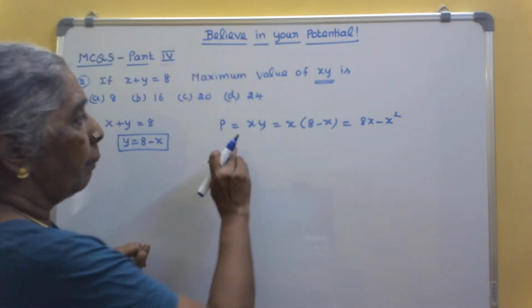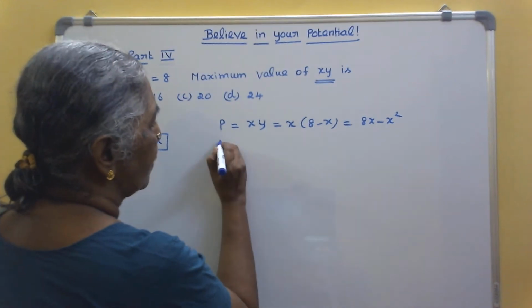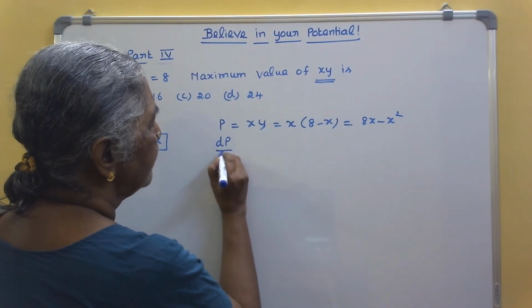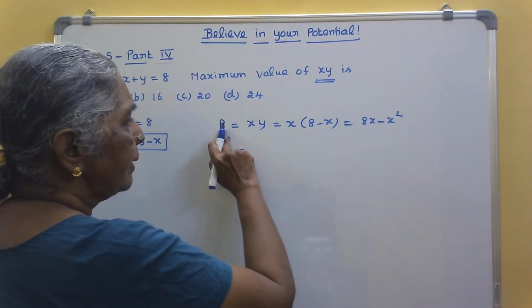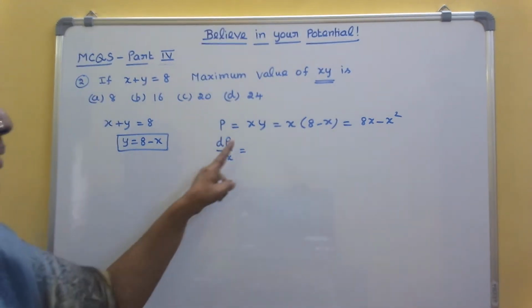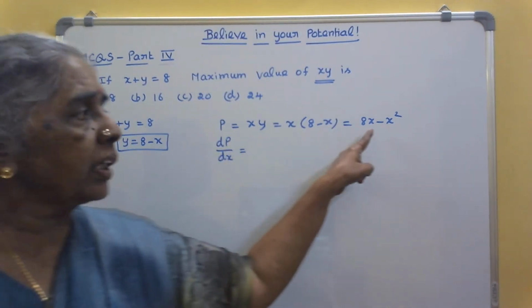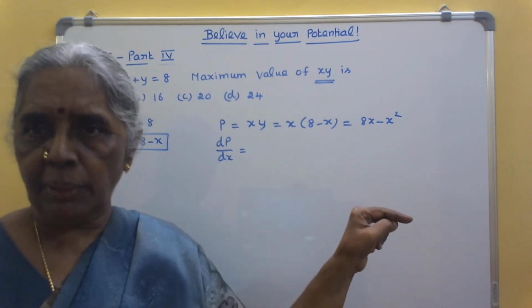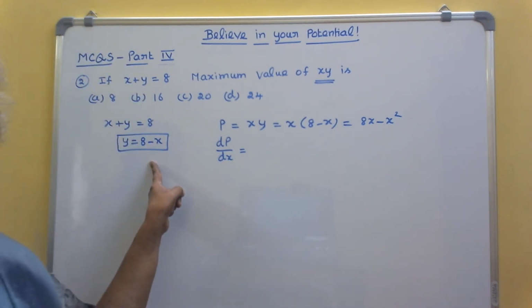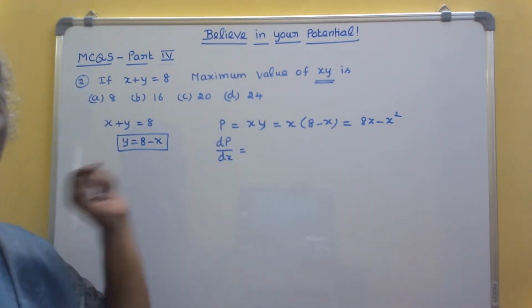Now P is equal to 8x minus x squared. Let us find what is dP by dx. Whatever is on the left-hand side should come here. Whatever the variable is, only one variable should be there. That is why we did the conversion. That variable should come in the denominator.